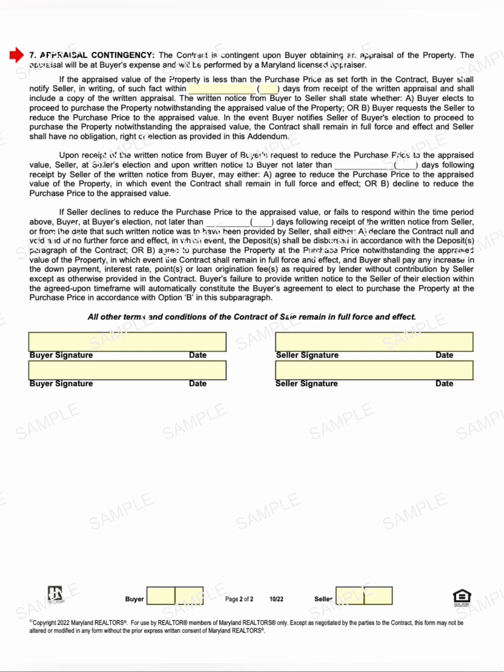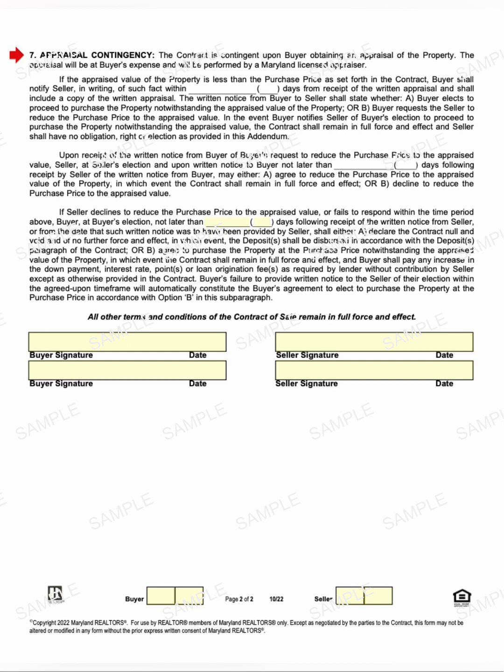So here we'll write, say, 2 days, 2, and then write the number 2. In this case, the seller may agree to reduce the purchase price to the appraised value of the property, or B, decline to reduce the purchase price at the appraised value. If the seller declines, then, here we go again, he has to provide notice, and if the buyer decides, okay, well, my family decided to chip in, or I decided just to go ahead and take the brunt of the cost and go ahead and pay that extra amount in order to get back to the agreed upon purchase price, then the buyer has to notify the seller no later than, here we'll put, say, 2 days following the receipt of written notice from the seller.